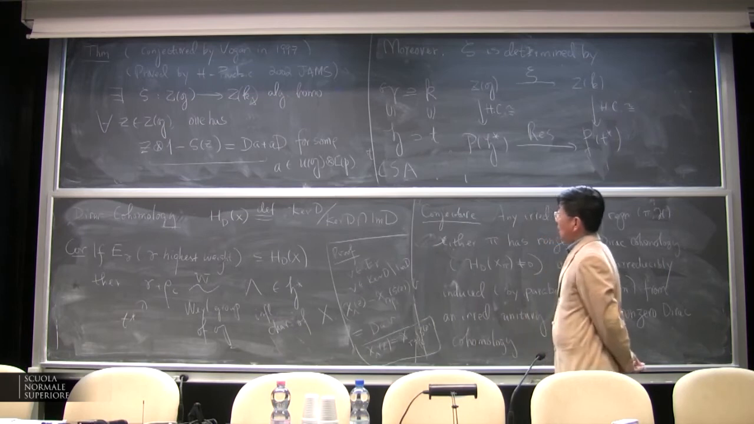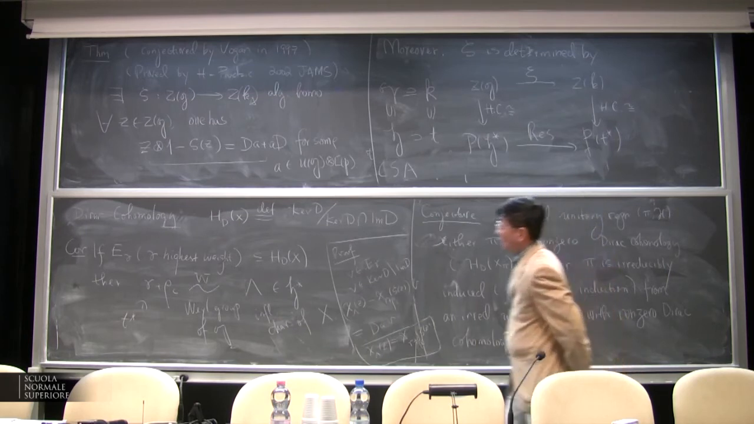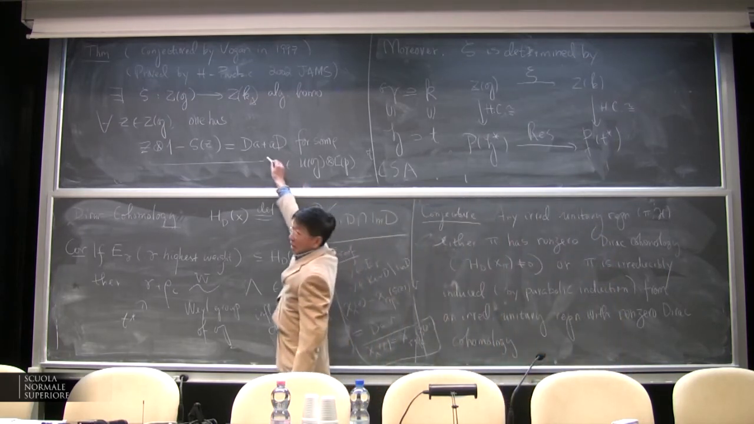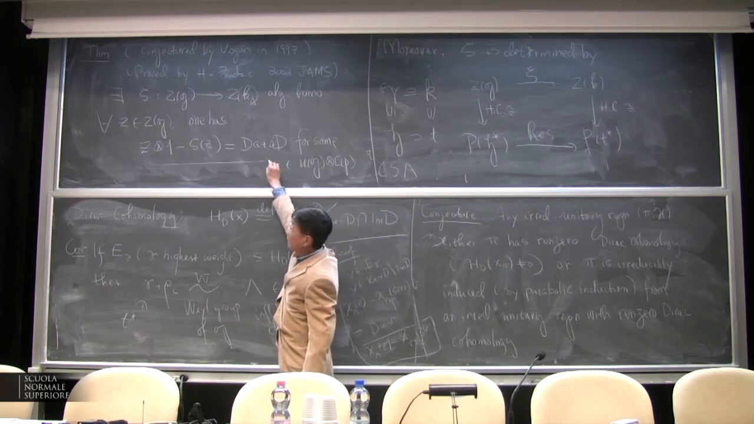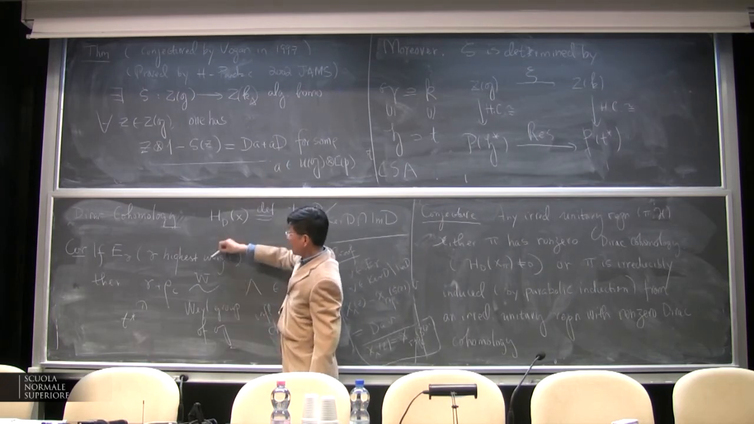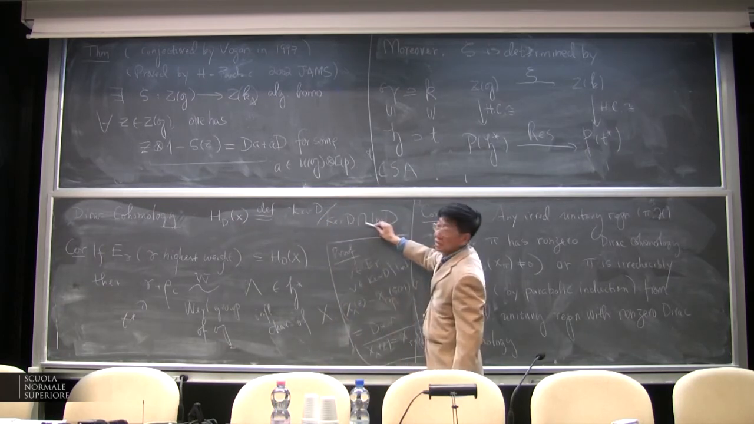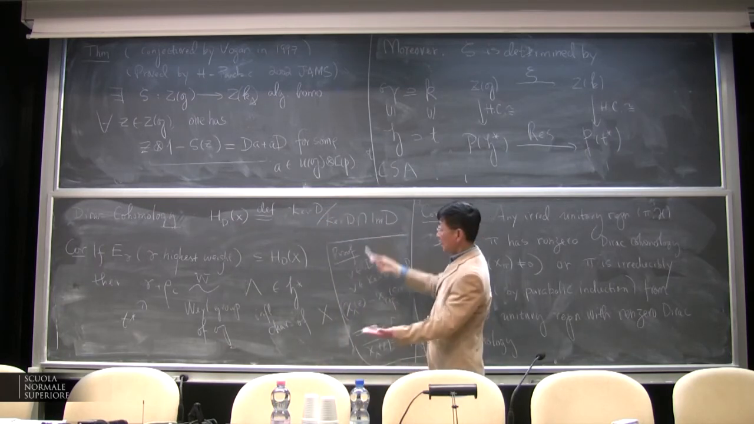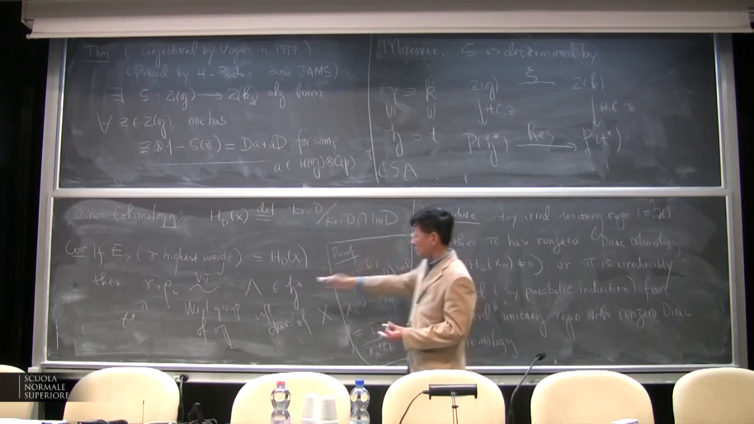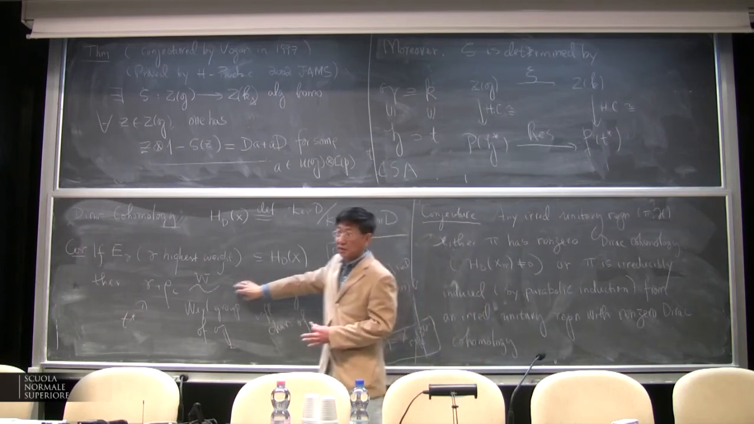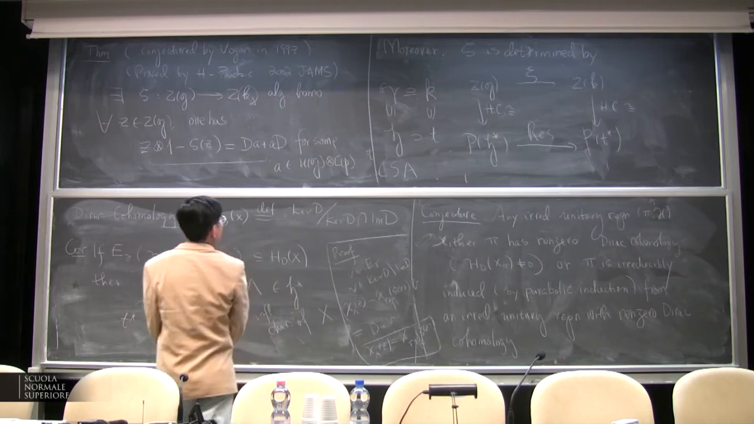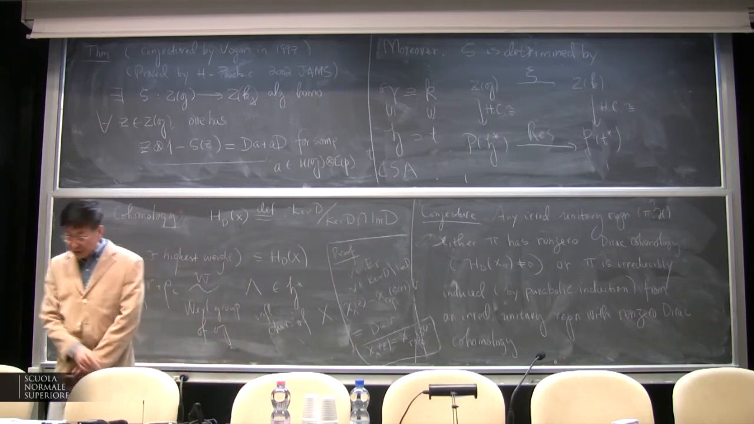That is the purpose of obtaining this identity: using it to act on the elements of the Dirac cohomology, and the non-zero vector gives a strong relation on the infinitesimal characters. So that's the full picture.